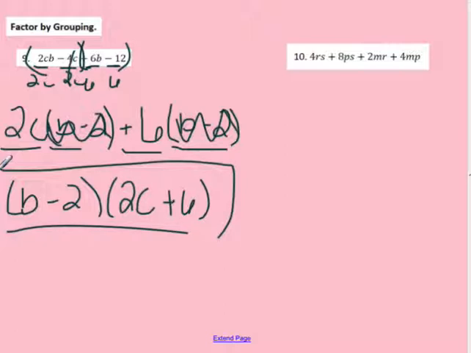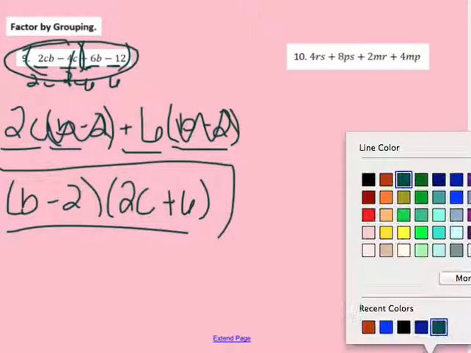I see some students try and go back and do the box method. If you go back and do the box method, that's a great way of checking your answer. If you do the box method, you should get that answer back if you've done it correctly. So that's just something interesting you could try if you'd like. Last but not least, let's try number 10.